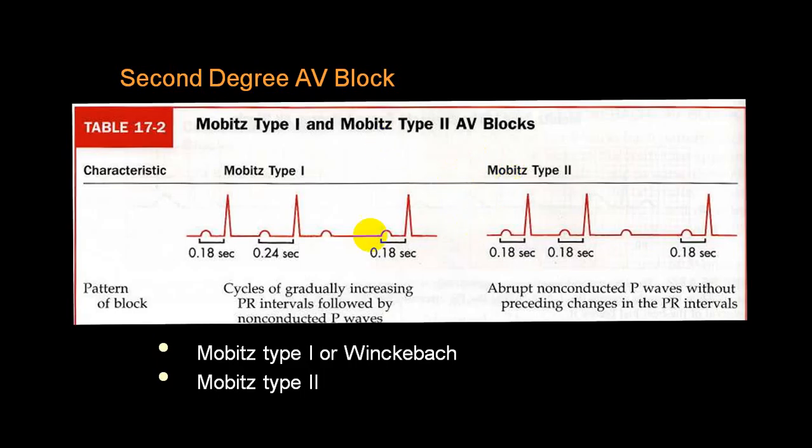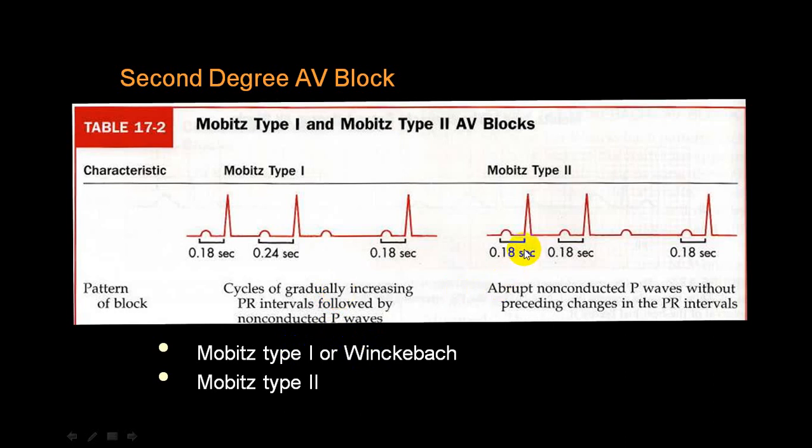Now you can see here that the first PR is 0.18, normal. The second PR is 0.24, this is prolonged. And now you can see that this P wave is not followed by a QRS complex. It means the P wave is generated, the SA node has given an impulse, but now the AV node does not allow that impulse to be transmitted. So this is a gradual increase in PR interval, and one P wave is not transmitted, that is, one impulse is not transmitted to the AV node to the bundle of His. This is called Mobitz type 1, or we call it Wenckebach phenomenon, classical.